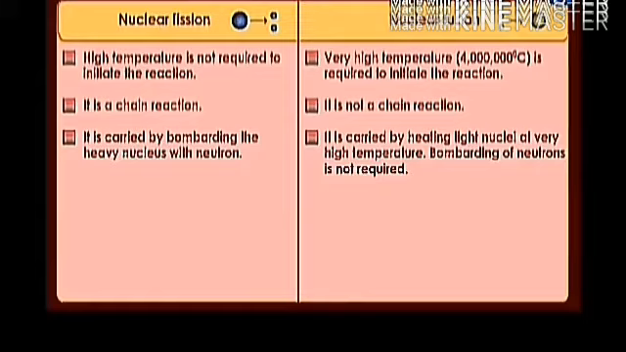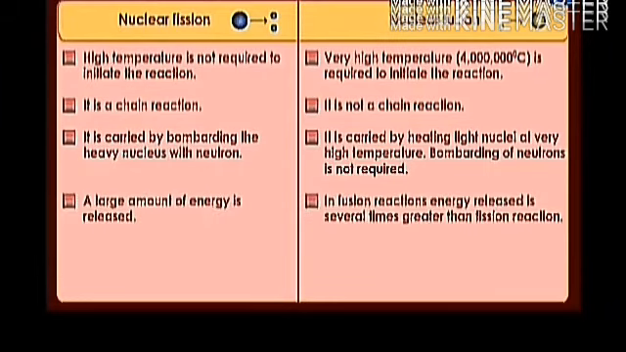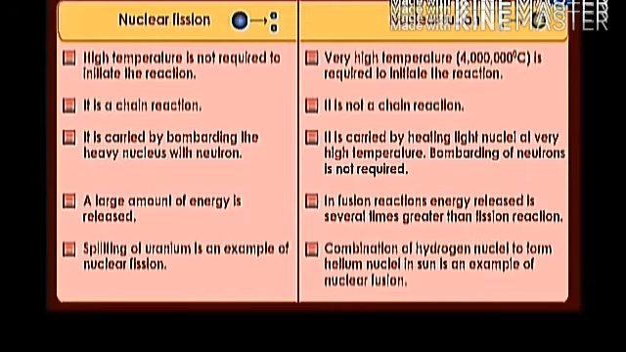Nuclear fission is a chain reaction. Nuclear fusion is not a chain reaction. Nuclear fission is carried out by bombarding a heavy nucleus with a neutron. In a nuclear fusion reaction, two lighter nuclei combine at very high temperature. A large amount of energy is released in a nuclear fission reaction. In a nuclear fusion reaction, energy released is several times greater than in a nuclear fission reaction.